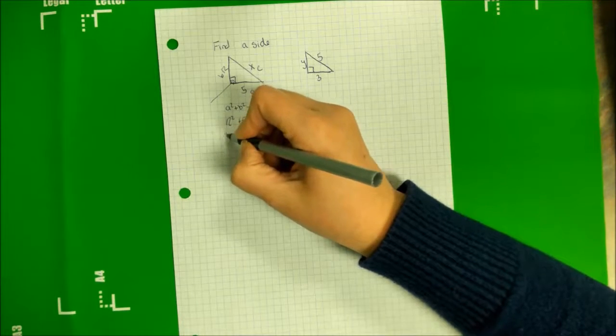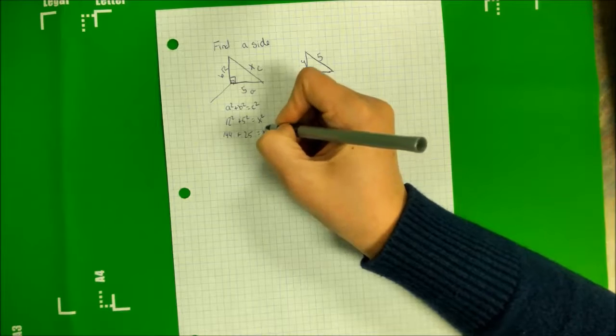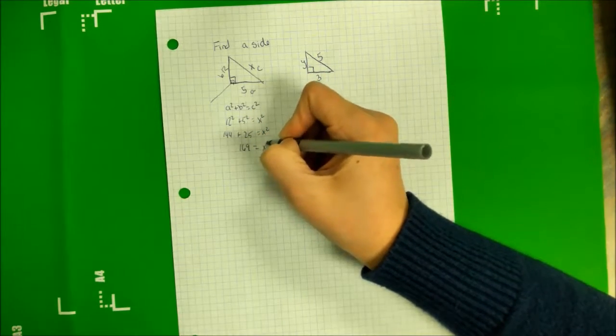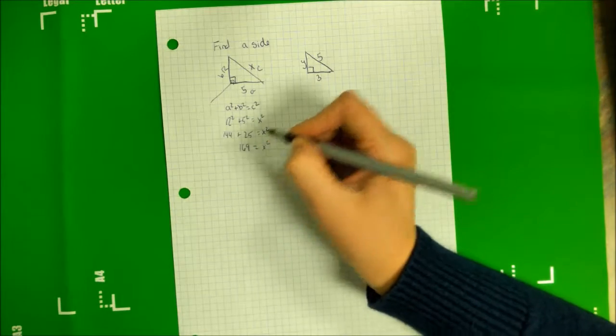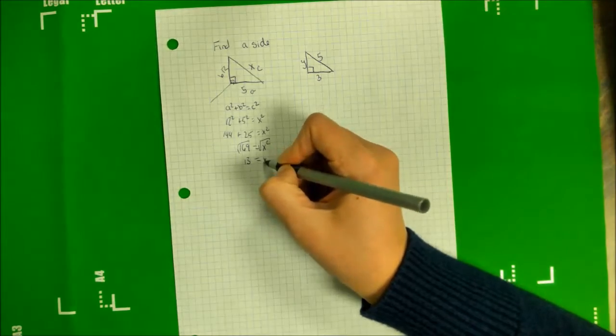So 12 squared is 144. 5 squared is 25. X squared is x squared. So I take the square root of both sides, and the positive value is 13.